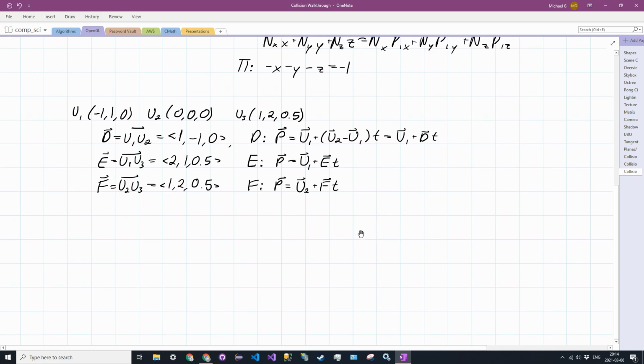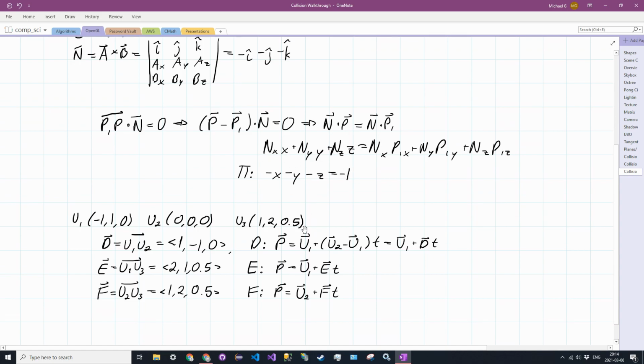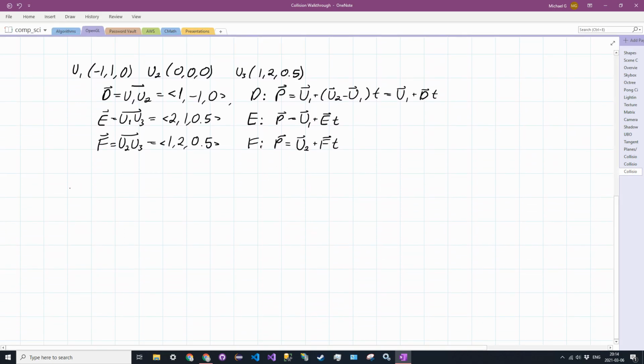Now, if we want to determine the intersection of lines, not just vectors, of lines in a plane, all we have to do is just plug in this line equation, which would give us a point, and plug these values into the plane equation, which we have right up here. So we'll first check for the intersection of D with the plane pi. And in our case here, we expect no plane intersection, because D is parallel to the plane.